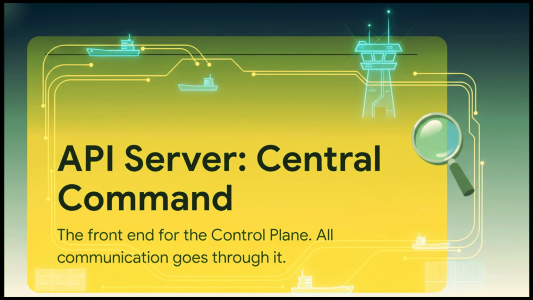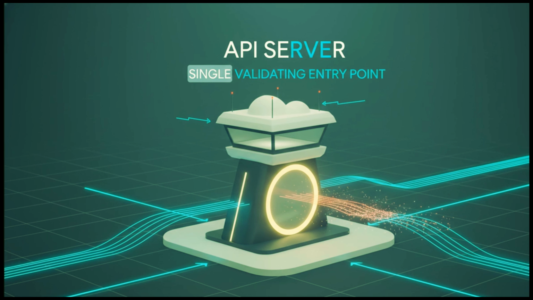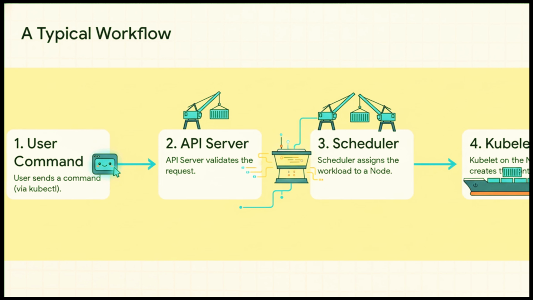And last but not least in the control tower, the API server. This is the main entrance, the central command for the whole port. Literally, nothing happens in the cluster without going through the API server first. It's the ultimate gatekeeper. So a typical flow looks like this. You send a command, the API server checks it, the scheduler assigns it, and a node runs it.